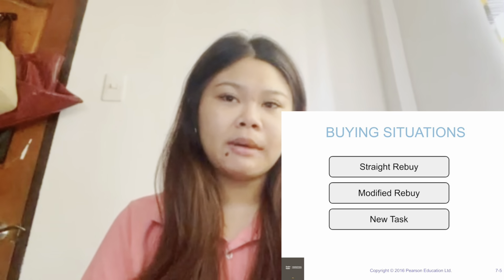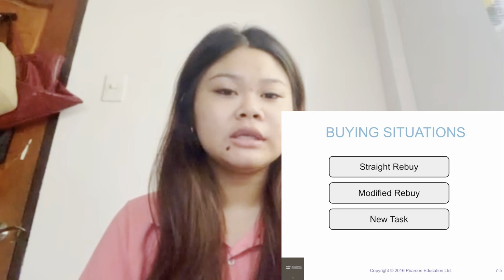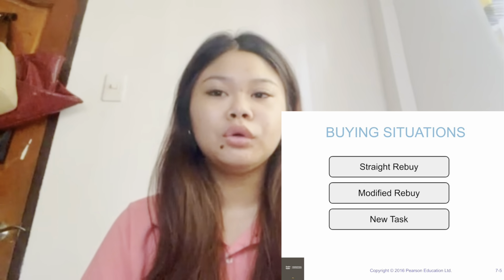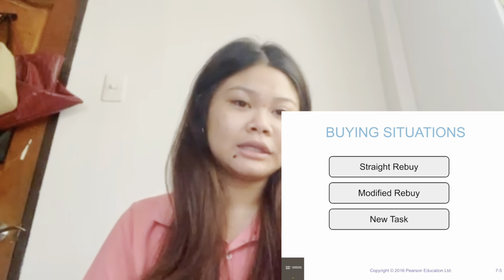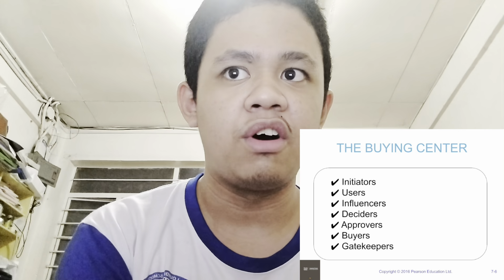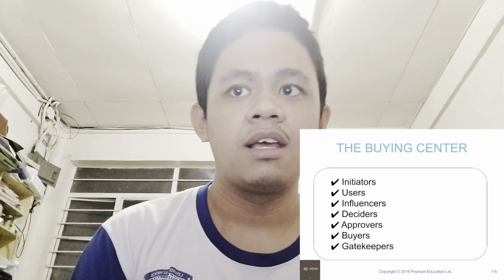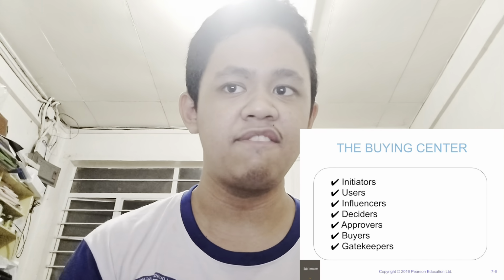Now, what are the 3 buying situations? First, straight rebuy. Number 2, modified rebuy. And lastly, new task. So who are the individuals involved in the buying process in the buying center? Here are the following individuals involved in such process. First, we have the initiators, then the users, the influencers, the deciders, the approvers, the buyers, and the gatekeepers.